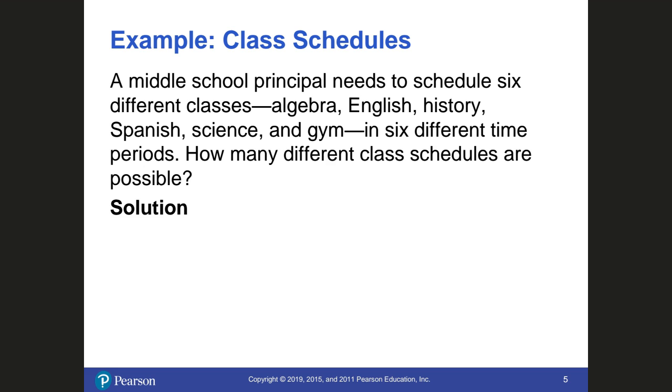Well, notice 2 things. Notice, first of all, that there is no repetition. It wouldn't make sense to schedule 2 English classes because there's only one English class that the middle school principal needs to schedule. The second thing is the order matters, because having, say, algebra first and English second is a different schedule from having English first and algebra second. So these 2 things tell us this is a permutation problem.